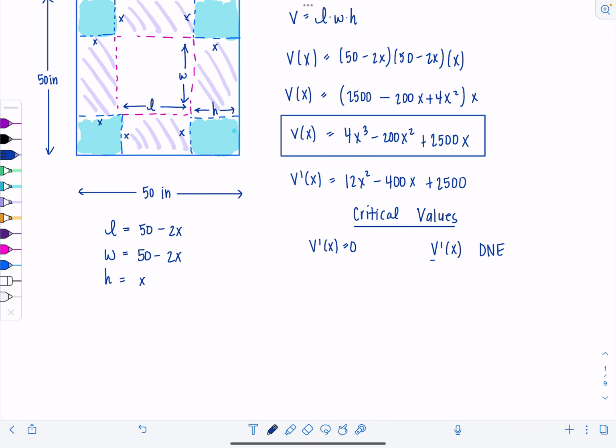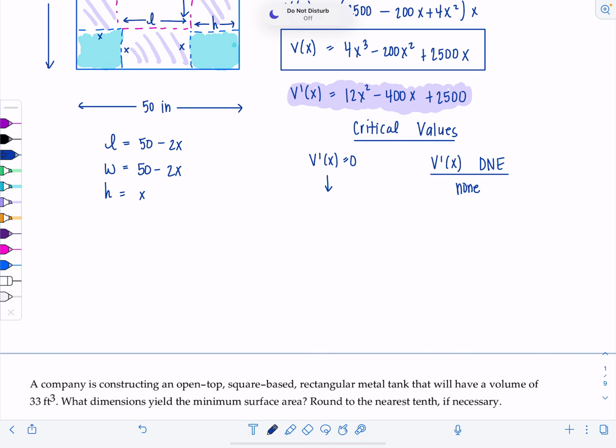Typically, in optimization problems, this case is not so useful, and it won't apply. And in this case, look at our derivative, it's just a lovely little polynomial. Well, we know polynomials, their domain is all real numbers. So when it comes to where it doesn't exist, that's not going to happen. This polynomial is everyone's friend. Okay, but I can try to see where it's equal to 0. So that would mean 12X squared minus 400X plus 2500 is 0.